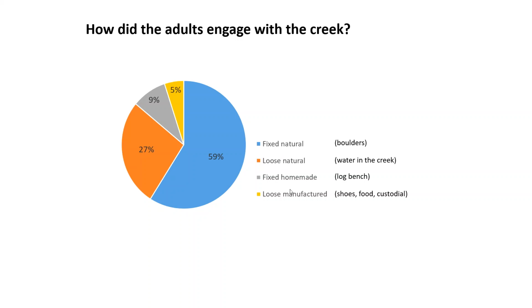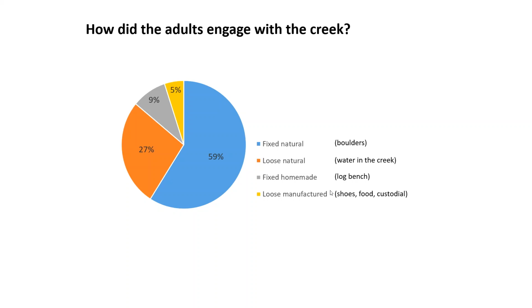There are four codes within environmental interaction: fixed natural, loose natural, fixed homemade, and loose manufactured. And within the summary, we wrote the activity that we observed. That's how we were able to collect this type of information. In this particular area, fixed natural were boulders. Loose natural was the water in the creek. Fixed homemade were the log benches. And loose manufactured were anything like tying shoes, giving kids food, any kind of custodial type of activity.